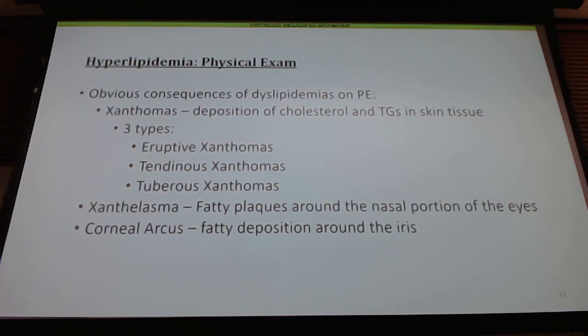Your physical exam for the vast majority of your patients isn't going to really lead you to too much, but there are a few physical exam findings that, if you were to appreciate them on your exam, would tell you that they do have elevated cholesterol, and in fact that it is probably severely elevated, okay? So the three things that you might notice are your xanthomas, your xanthelasmas, and your corneal arcus.